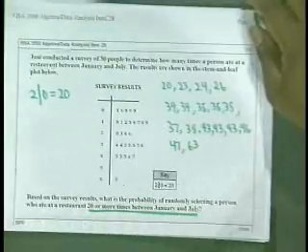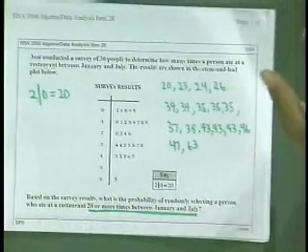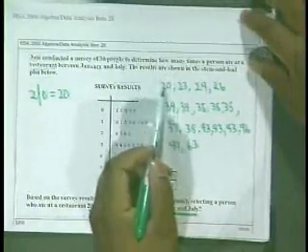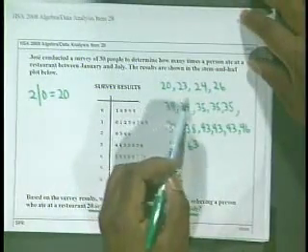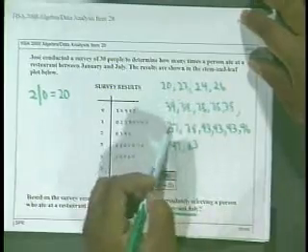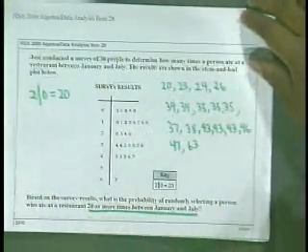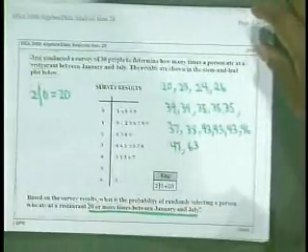Okay, so now let's take a look at the number of times a person ate at the restaurant 20 or more times. So we have 1, 2, 3, 4, 5, 6, 7, 8, 9, 10, 11, 12, 13, 14, 15, 16, 17. So we have 17 people who ate at the restaurant 20 or more times. We have to include the 20 because the problem says 20 or more. So we have 17 people.